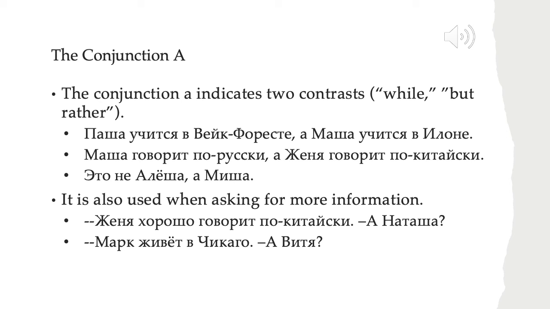Or, Марк живёт в Чикаго. Mark lives in Chicago. А Витя? What about Vitya? Does he also live in Chicago? But again, we don't have to say all of that in Russian. That's all included in the conjunction а. We just have to say, а Витя? And so there are the three conjunctions.